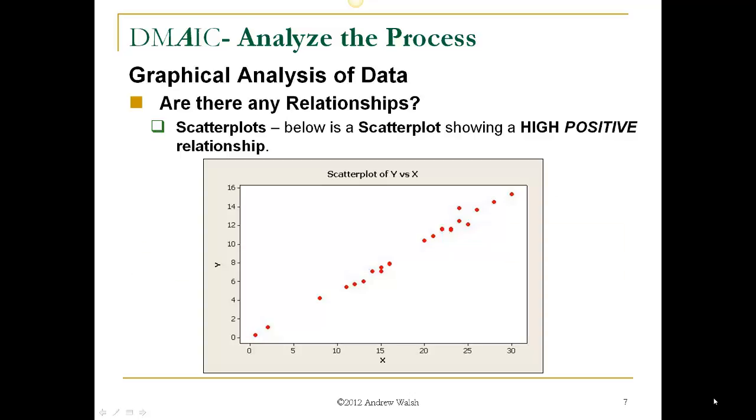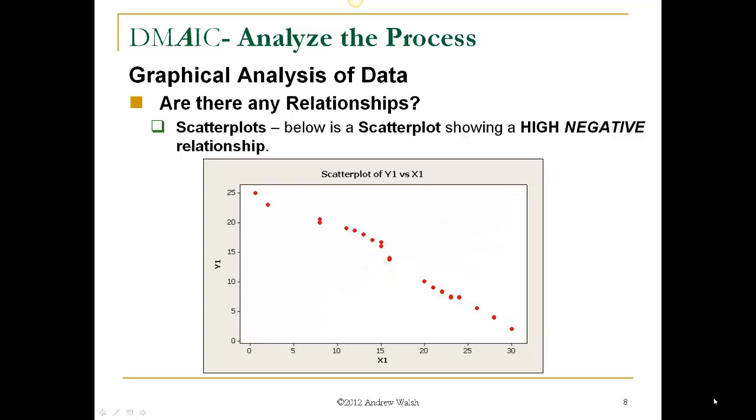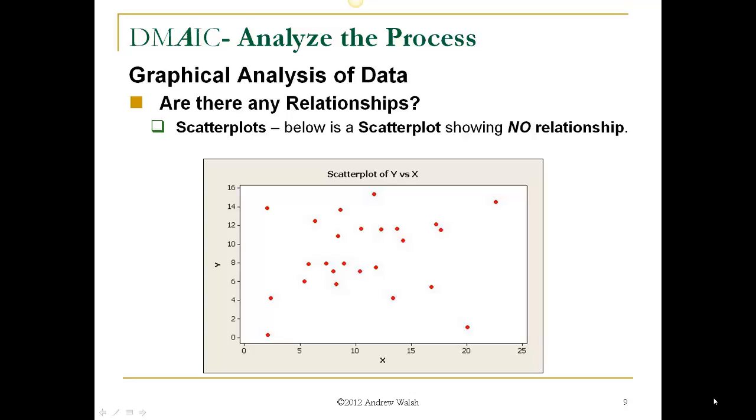Below is a scatter plot showing a very high positive relationship. As the x goes up to the right, then the y goes up as well. And below is a scatter plot showing a high negative relationship. So as x goes up to the right, y comes down from the left. And below is a scatter plot showing no relationship, although Minitab can draw a line through this mess.